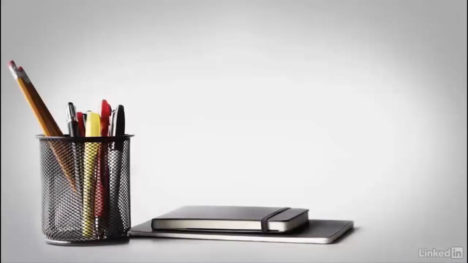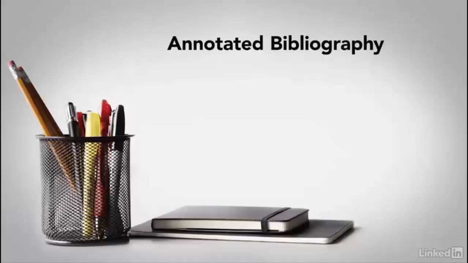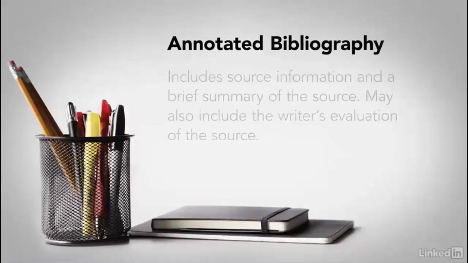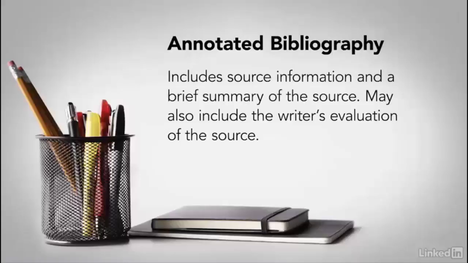Another type of bibliography you might be asked to prepare is the annotated bibliography. An annotated bibliography includes not only the source information, but also a brief summary of the source and may add the writer's evaluation of that source, including the source's usefulness. A variety of other types of sources are available, such as email, a television program, articles and books with no author but with an editor. The list of possibilities goes on and on.